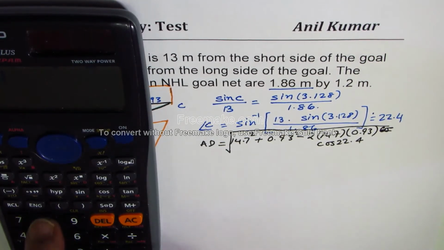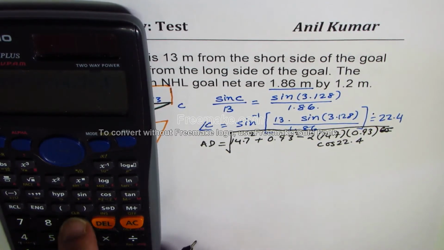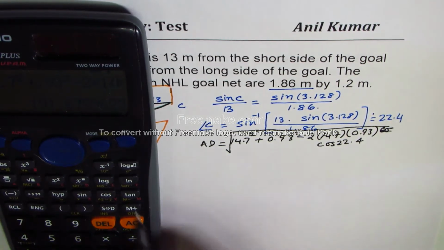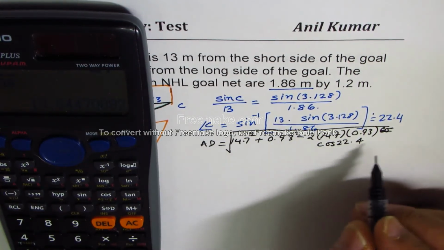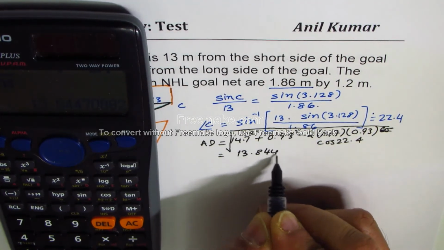So we have 14.7 square plus 0.93 square minus 2 times 14.7 times 0.93 times cos of 22.4 equals to, and we'll square root the answer, so we get this as equal to 13.8447, correct?